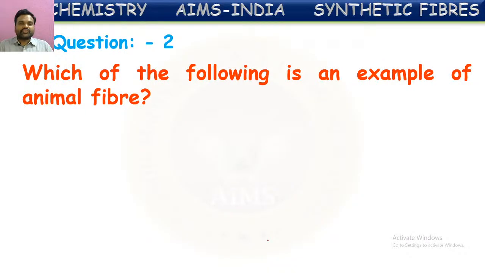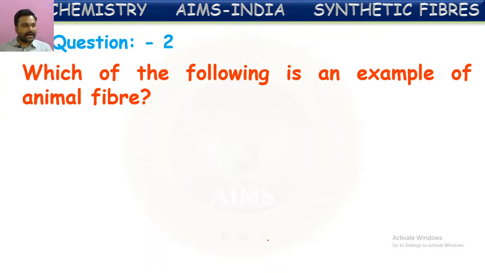Next question, which of the following is an example of animal fiber? While discussing natural fibers, we said natural fibers are the fibers obtained from natural sources like animals and plants. Based upon the source, they are classified into two types, animal fiber and plant fiber. If the fiber is obtained from animals, it is called animal fiber. If the fiber is obtained from plants, then it is called plant fiber.